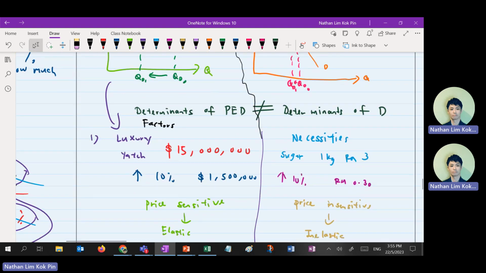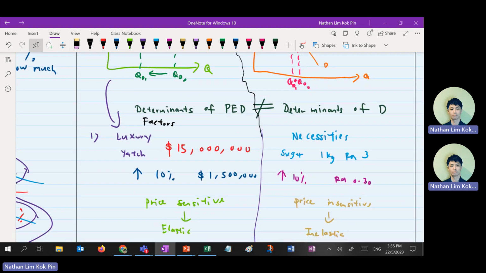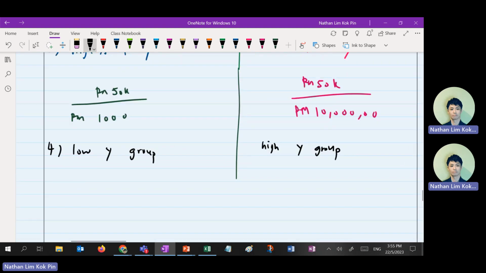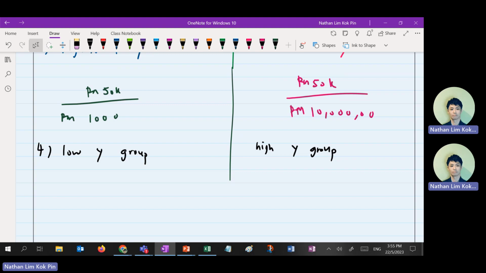So these are the determinants, right? These are the determinants covering here and here. Okay? Number 4 is low income group. High income group, they don't care, right? You may think that Starbucks increase in price. Starbucks is for what? Cheap people to drink, right? Agree, right? I told you, right? They don't drink Starbucks one, right?